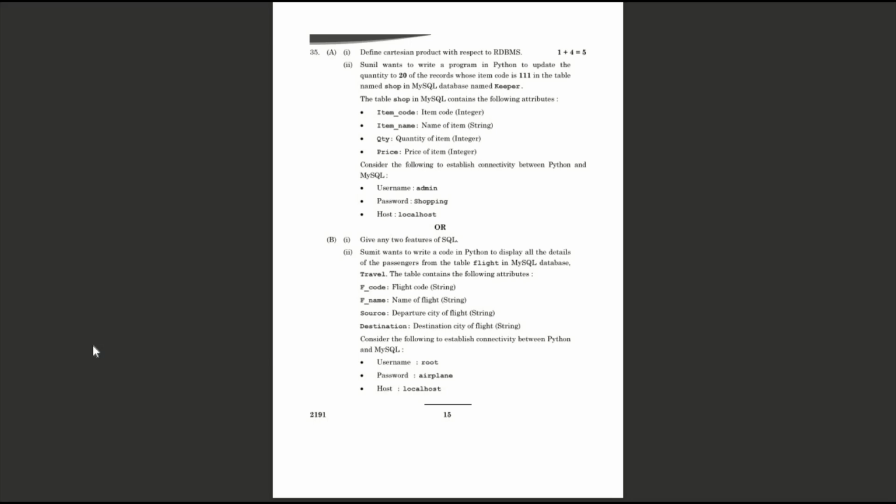The second part of question 35a says, Sunil wants to write a program in Python to update the quantity to 20 of the records whose item code is 111 in the table named shop in MySQL database named keeper. The table shop in MySQL contains the following attributes: item code of integer type, name of item of string type, quantity of item of integer type, and price of item as integer type. Consider the following to establish connectivity between Python and MySQL. The username will be admin, password will be shopping, and host will be localhost.